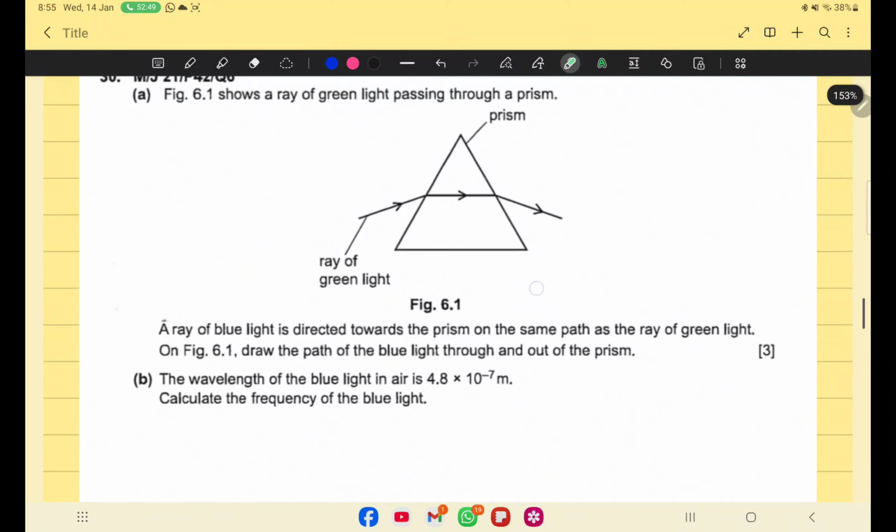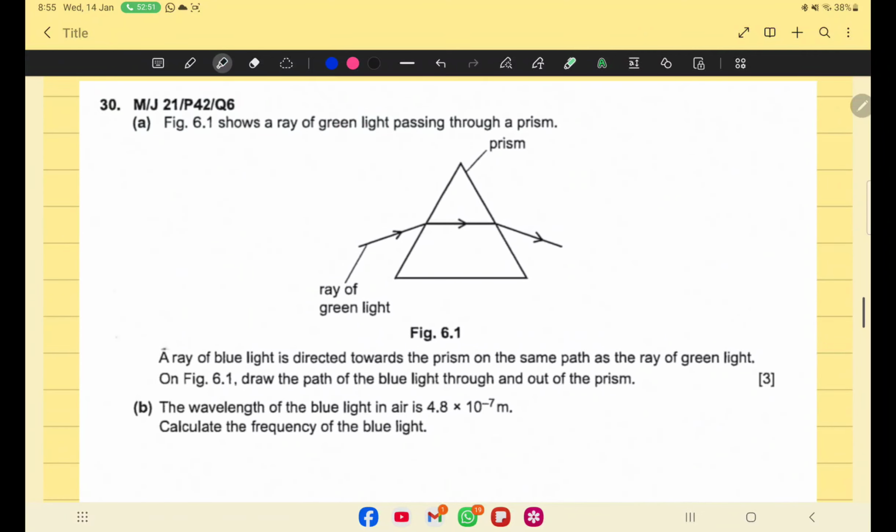So the question is, this is green light. You are given green light and you are given the path of the green light. And now the question is, you have to draw the path of blue light. So this is the path which you are given. Sir, this is green light and you have to draw blue light.